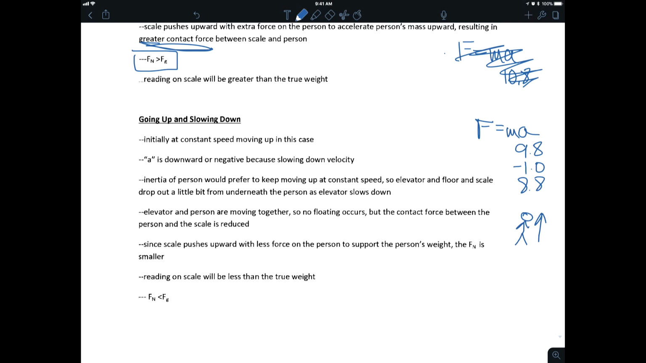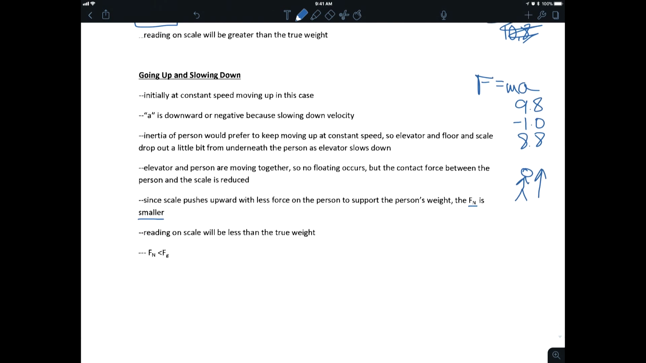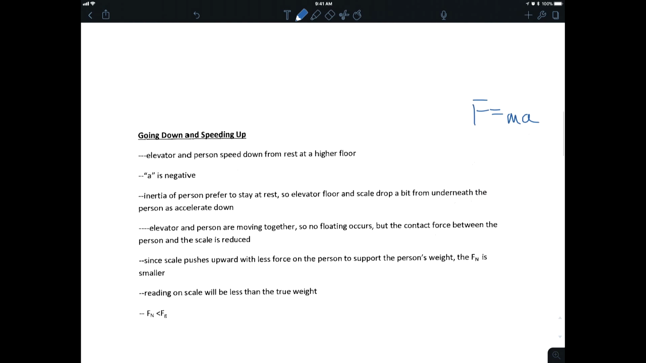Since the scale pushes upward with less force on the person to support the person's weight, the apparent weight is smaller. That was a doozy to read for some reason. Anyways, reading on the scale will be less than the true weight, given that your F equals ma was varied in such a way. So your apparent weight is less than your true weight. Got it. So going down and speeding up.